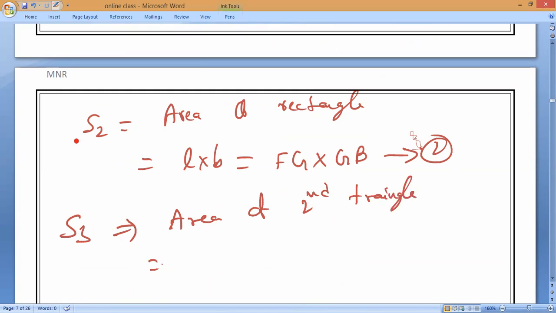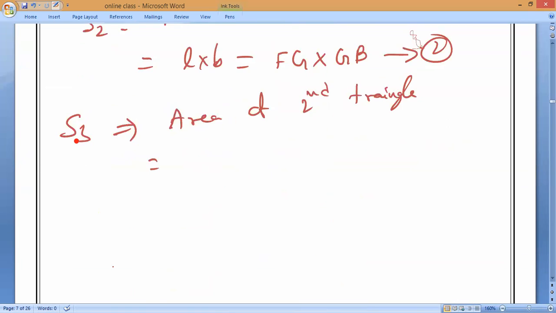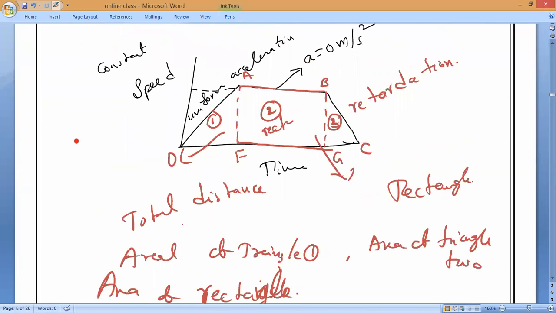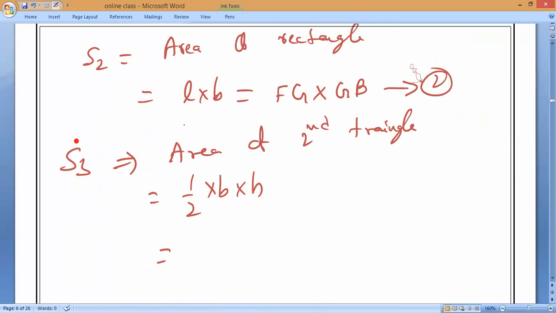What is the formula? Half into base into height. Look at the board and tell me, what is the base? Look at the picture and tell me what is the base. BC is the hypotenuse. The base is BG, sir. BG. Understand?